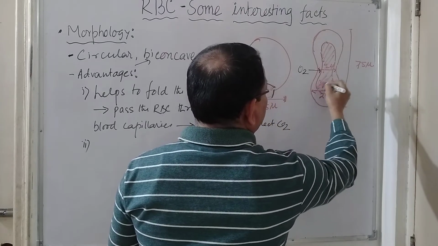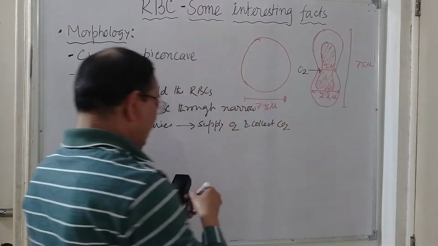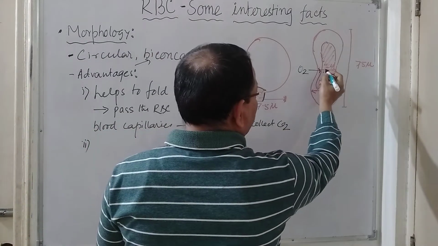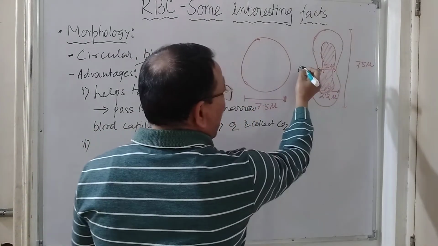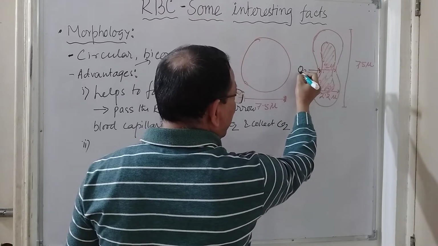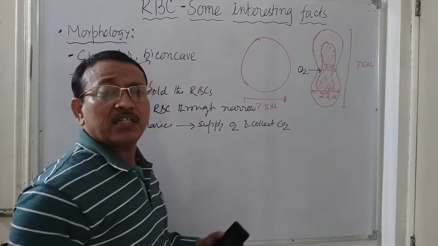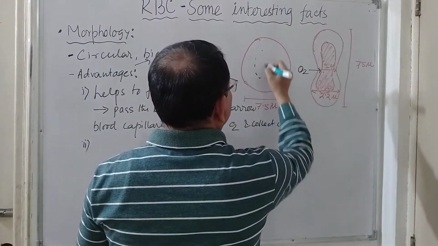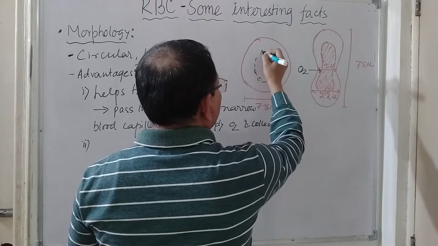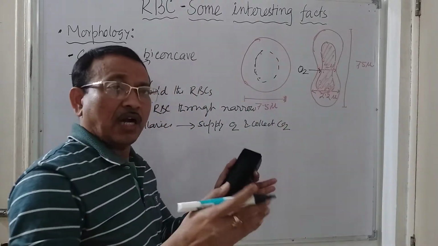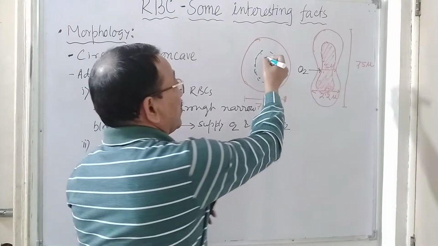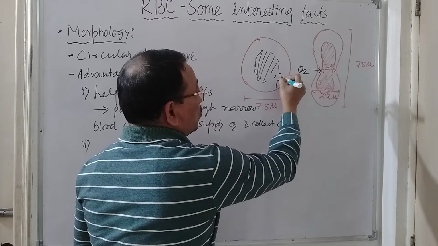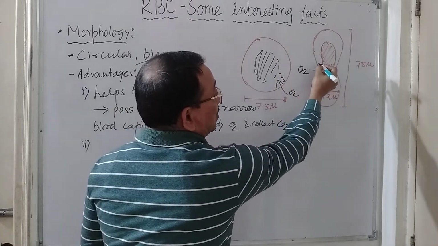So within the RBC there is hemoglobin. Now what's happened? Because of the biconcave shape, because the central part is thin, oxygen need not travel too deep into the cell. If the RBC used to be spherical and the hemoglobin is this much, then oxygen has to travel to a greater extent in comparison.